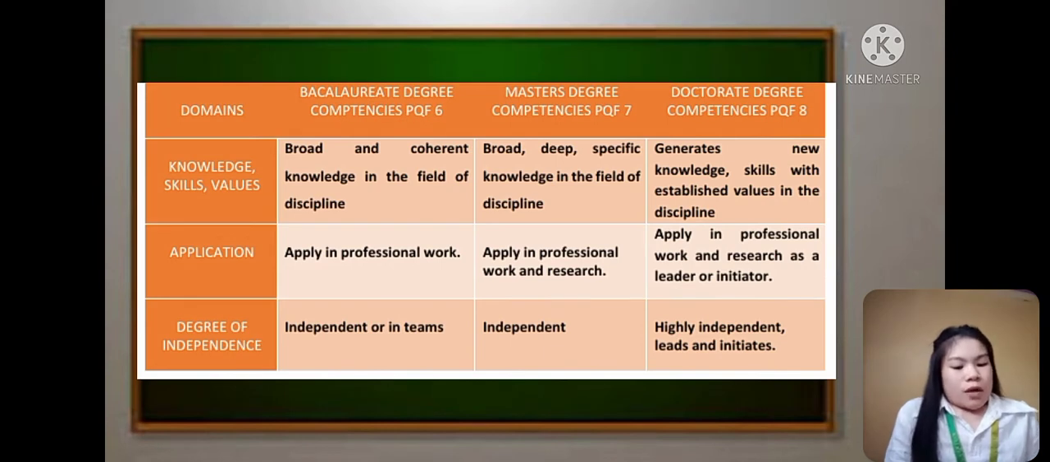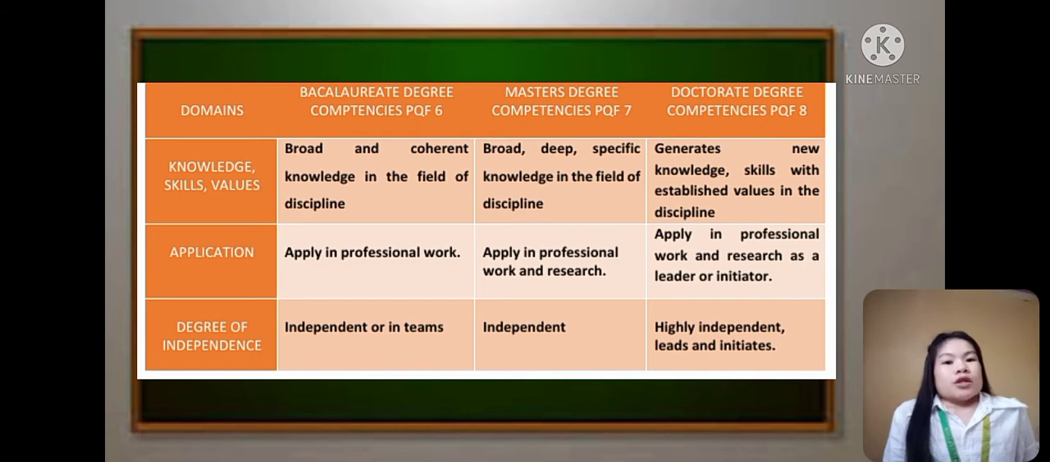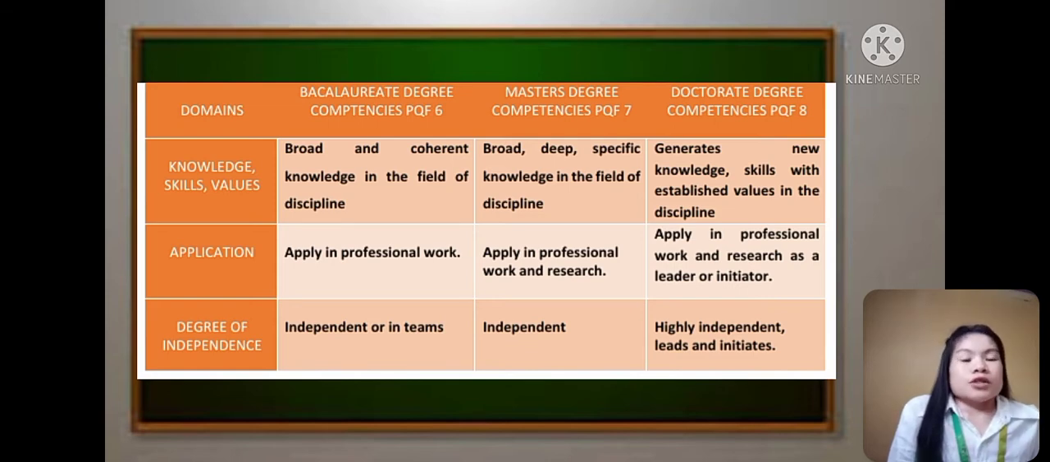Here is the framework for the degree programs for tertiary education issued by CHED. There are also 3 levels of competency for baccalaureate, master, and doctorate degrees. Domains. Number 1, knowledge, skills, values. Baccalaureate: broad and coherent knowledge in the field of discipline. Master's degree: broad, deep, specific knowledge in the field of discipline. Doctorate: generates new knowledge, skills with established values in the discipline.